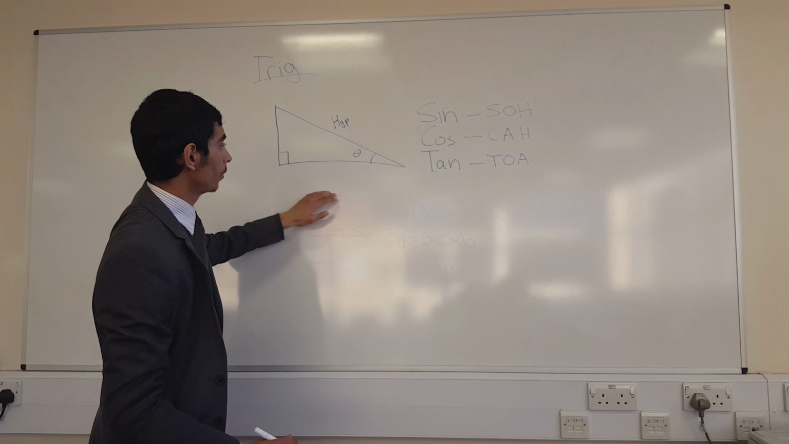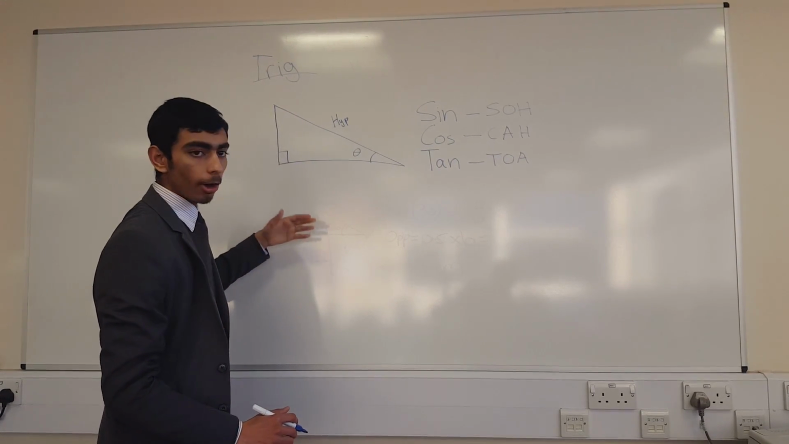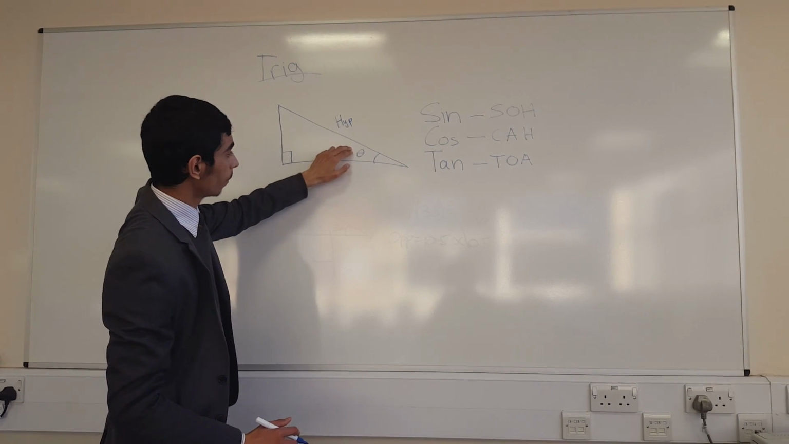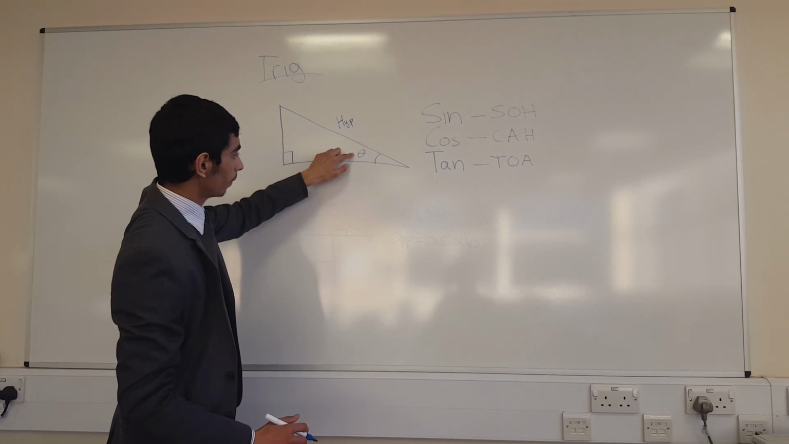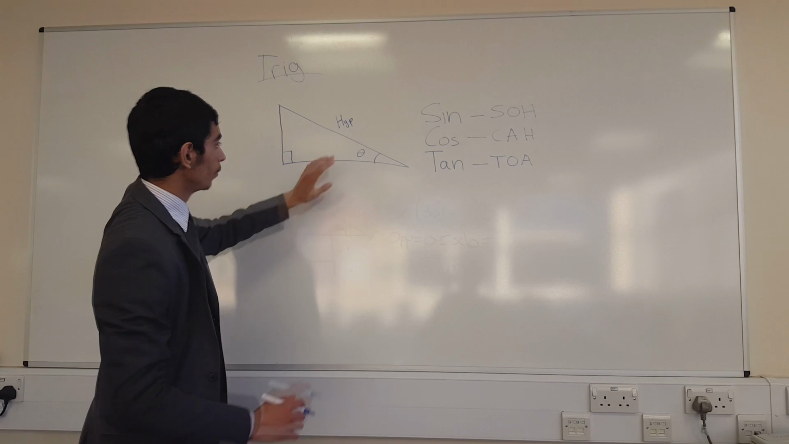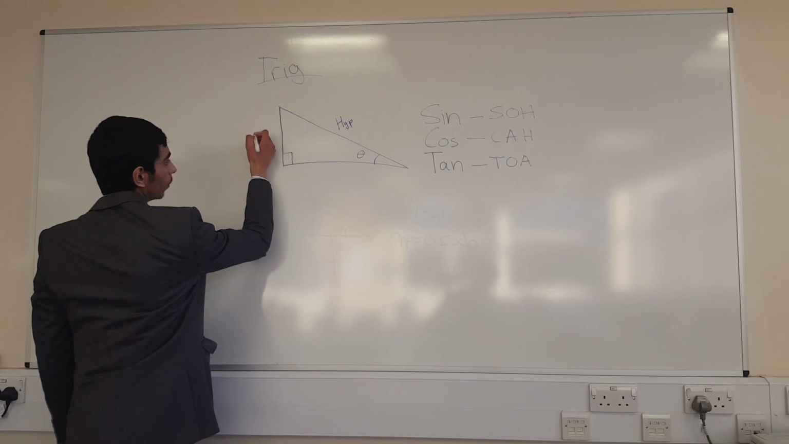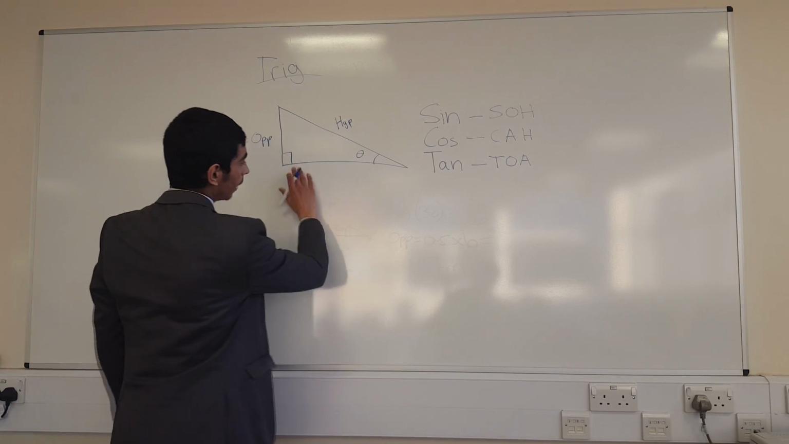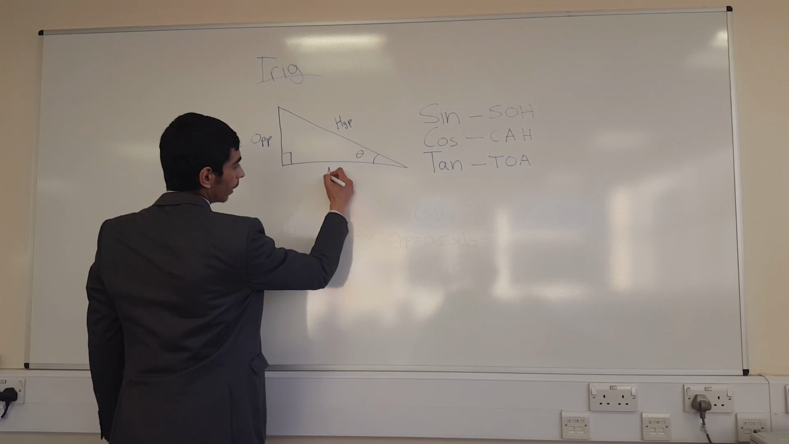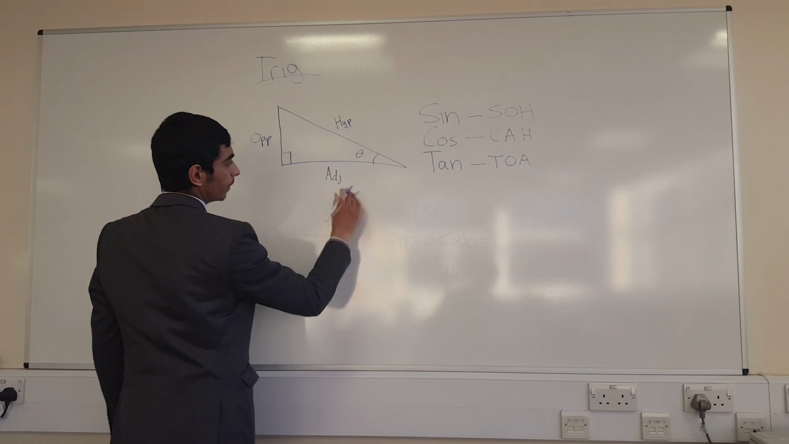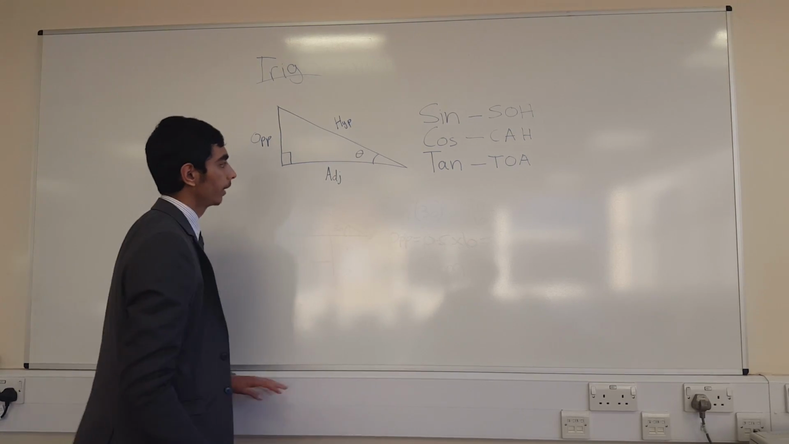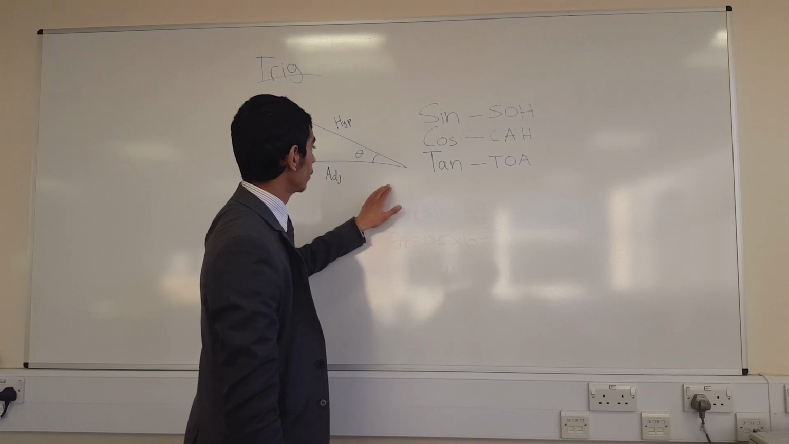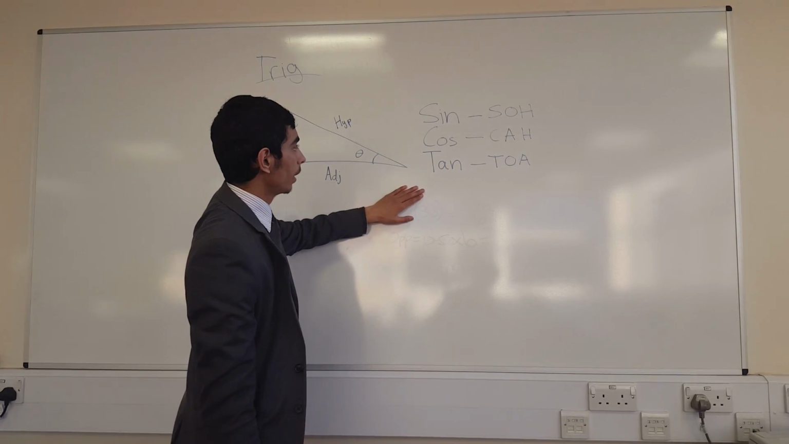Then we label the opposite, which is exactly opposite to the angle that we are measuring relative to. This side is the opposite because it's literally opposite to the angle, and the remaining side is called the adjacent, which just means it's next to the angle that we're measuring from. So now we just apply these.